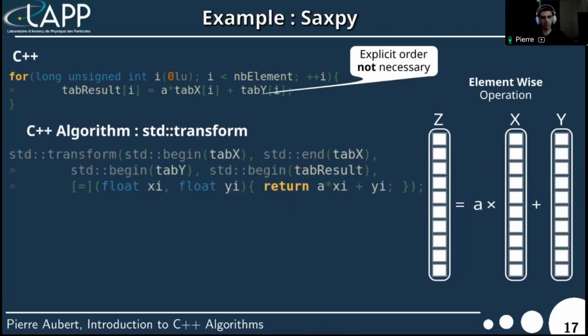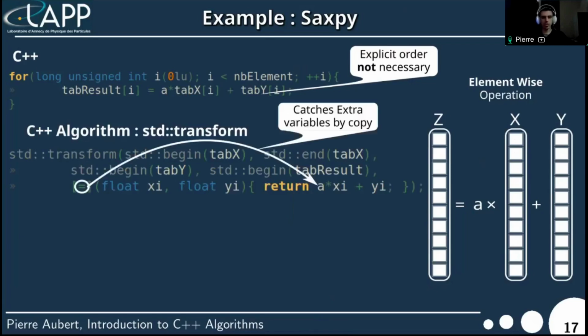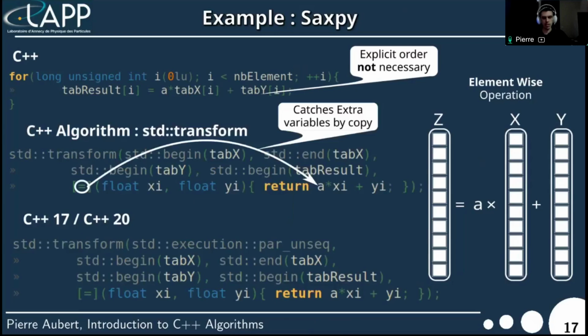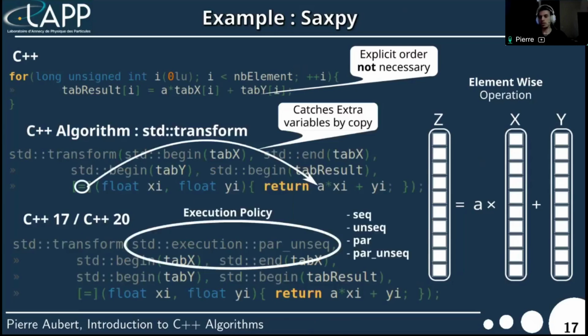We can do that for C++ with a std::transform, and we need to capture the A variable by copy to be able to put it inside the lambda. So it's lambda wizardry of C++. And finally, we get the last std::transform with the execution policy, with seq, unseq, par, par_unseq, as before.